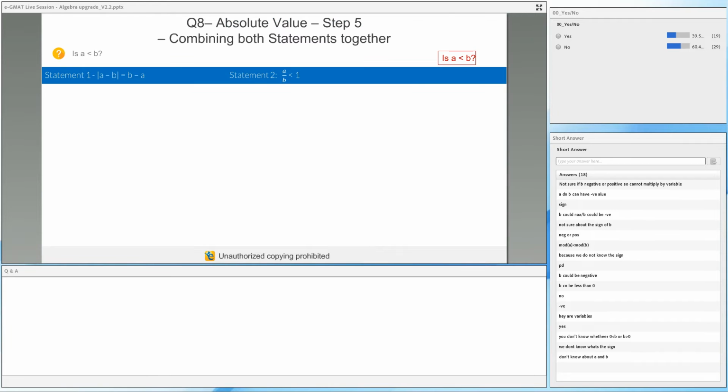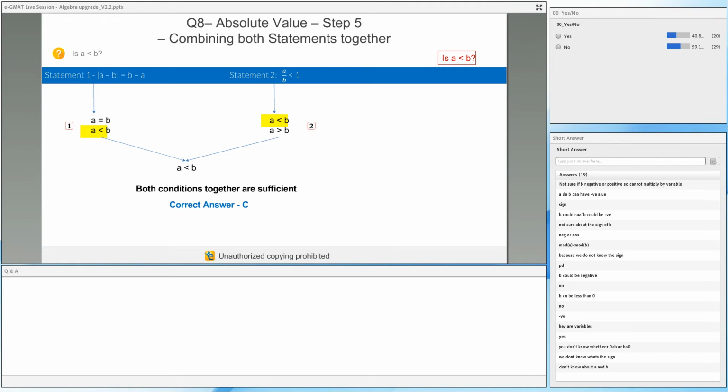Once I combine both these statements, from statement 1 I know either A is equal to B or A is less than B. From the second statement I know either it will be greater than B or less than B. Once you combine both these statements, you need to look for a common answer. If I'm looking for a condition which satisfies both these statements, that is when A is less than B. Hence, combining both of them, you can say that option C would be the correct answer.